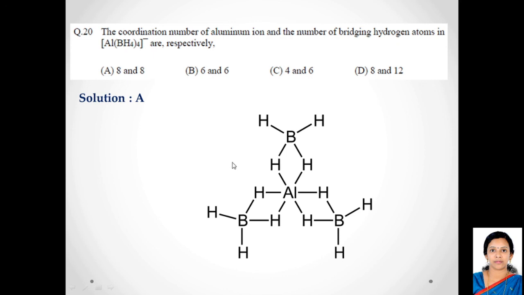So the correct option is 8. The coordination number for tetrahydroborate, this was a trihydroborate, the coordination number for tetra BH4 tetrahydroborate is 8, and the number of bridging hydrogens will be 8. So option A is the correct answer.